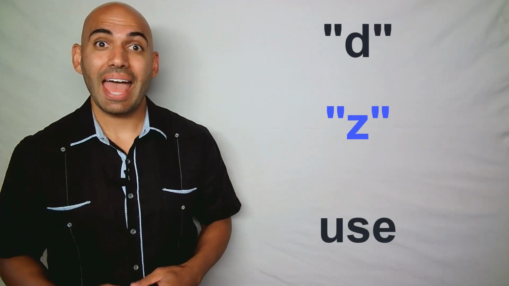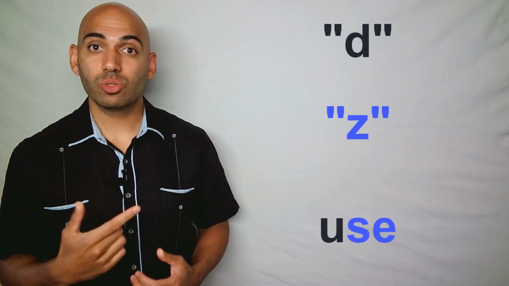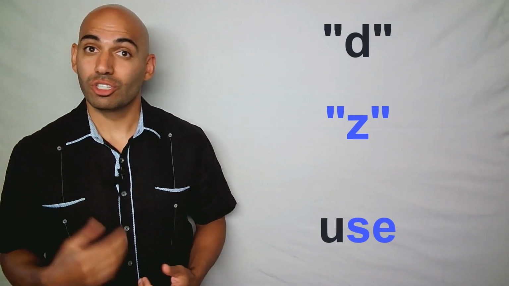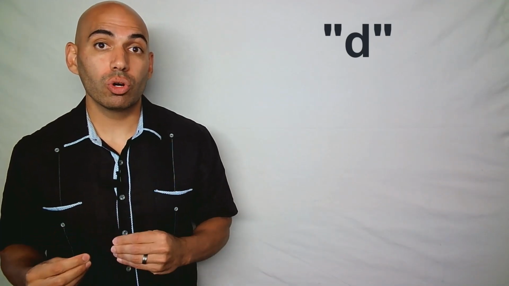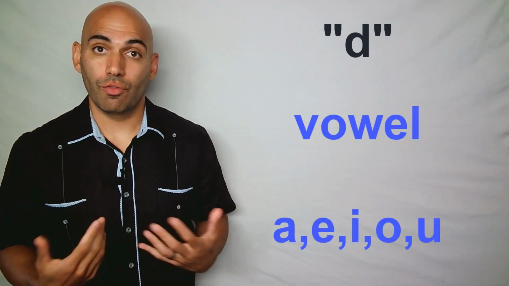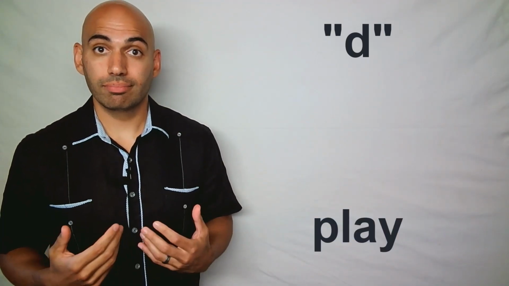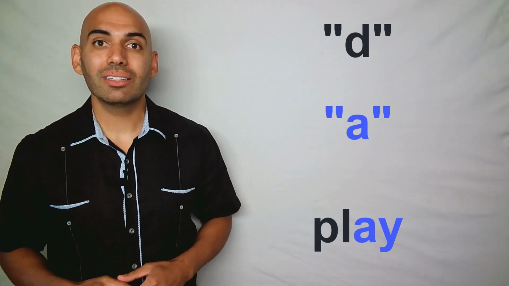Remember, it is the sound that is important, not always the letters. For example, this word ends with SE, but the sound is the same as amaze. This word is use. So with ED, used. We also do this if the last sound of the word is a vowel. For example, play. The last sound in this word is A. With ED, played.